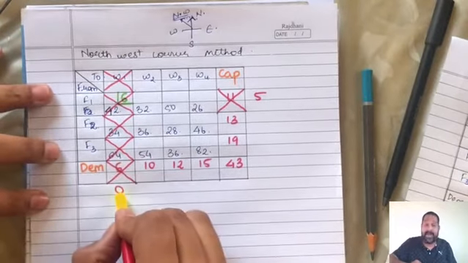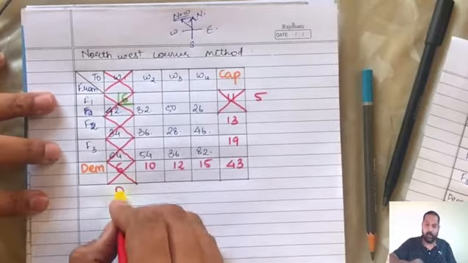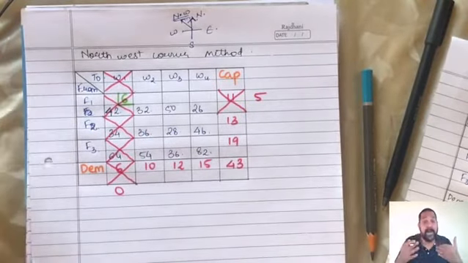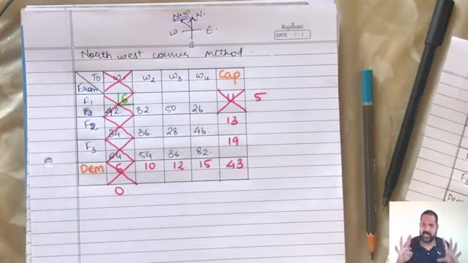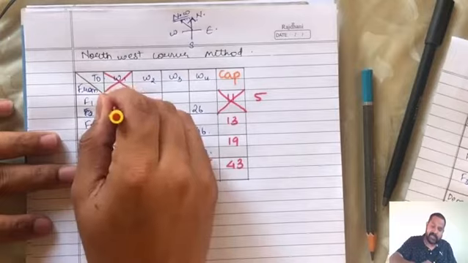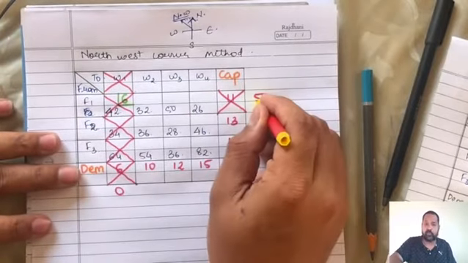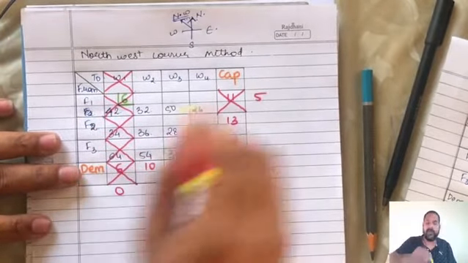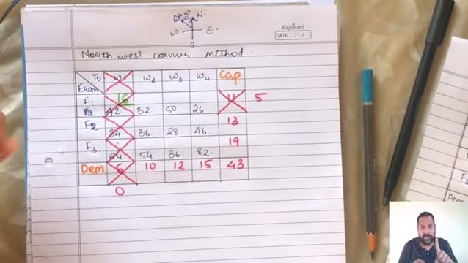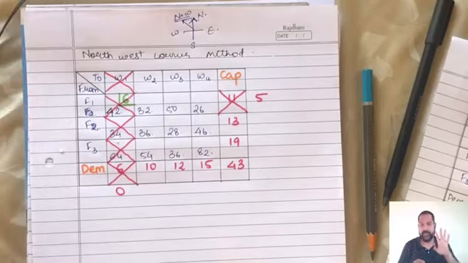If the demand is exhausted, cancel out that column. If the supply is exhausted, cancel out that row. Sometimes both are exhausted. Suppose the capacity was also 6, I would give 6. This would also become 0, and this would also become 0. I would cancel this column and cancel this row. So at least one will get exhausted, or both will get exhausted.